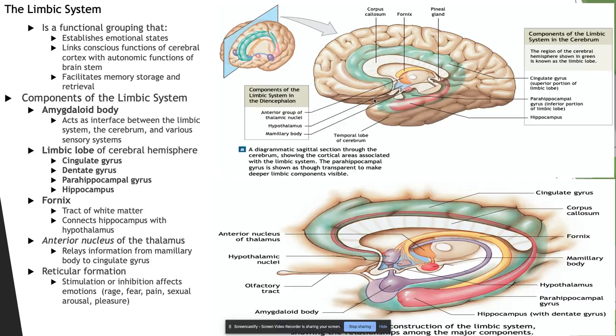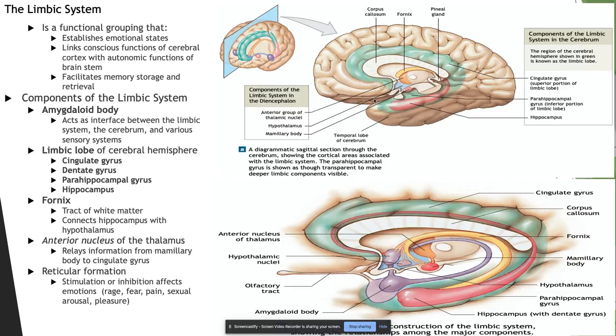The fornix is a tract of white matter that connects the hippocampus with the hypothalamus. From the hippocampus, the fornix curves medially, meeting its counterpart from the opposing hemisphere. The fornix proceeds anteriorly, inferior to the corpus callosum, before curving to the hypothalamus. Many fibers in the fornix enter the mammillary bodies of the hypothalamus.